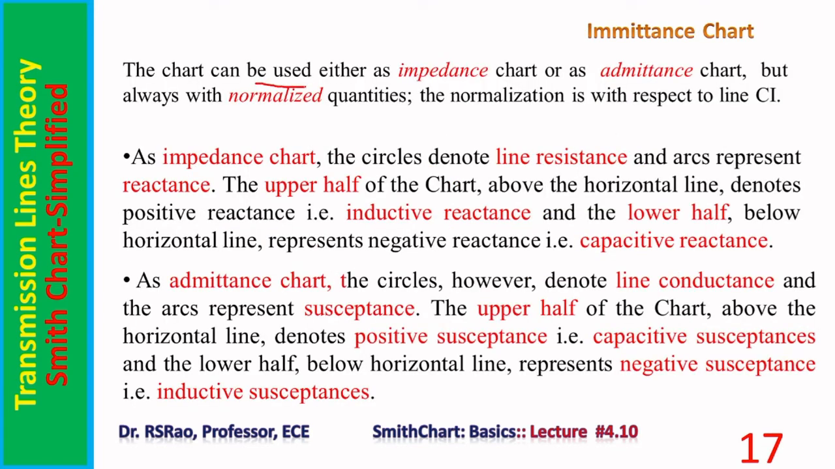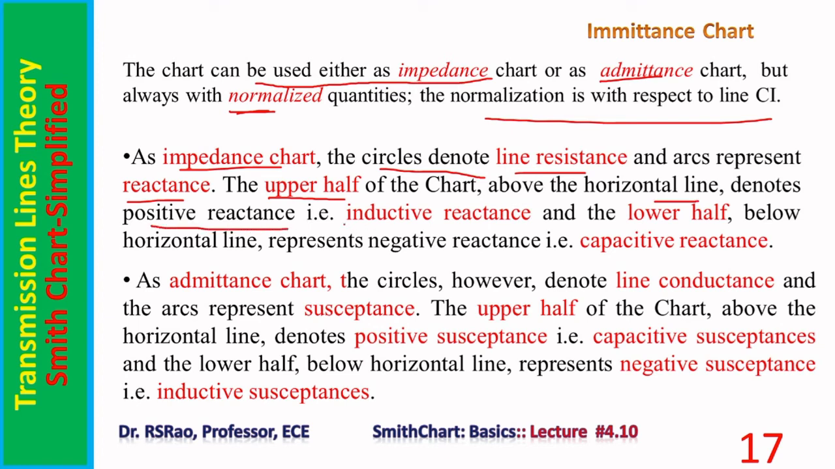The chart can be used either as an impedance chart or as an admittance chart, but always with normalized quantities. Normalization is with respect to Z0 of the line. As an impedance chart, the circles denote line resistance and arcs represent reactance. The upper half of the chart above the horizontal line denotes positive reactance, that is inductive reactance, and the lower half negative reactance, that is capacitive reactance. As an admittance chart, the circles, however, denote line conductance and arcs represent susceptance.